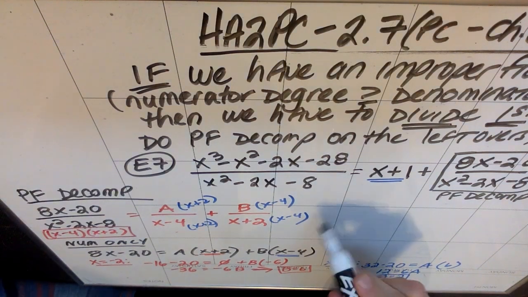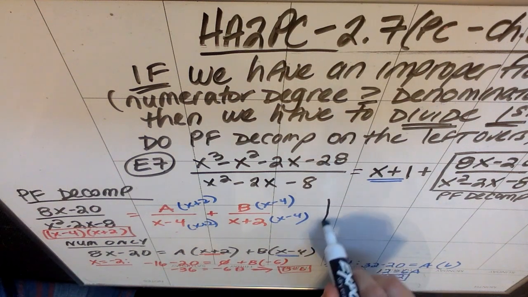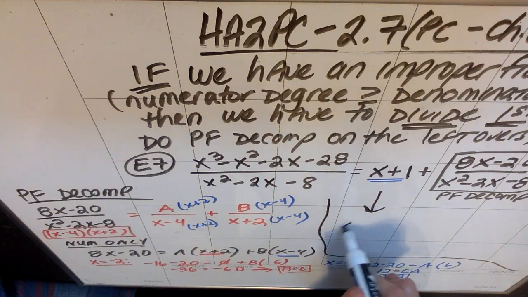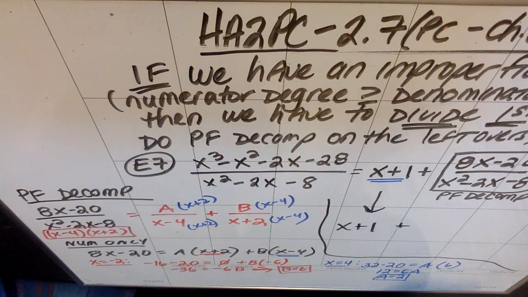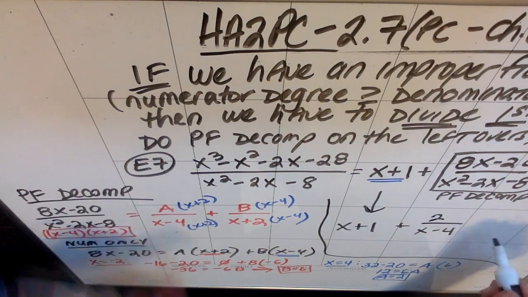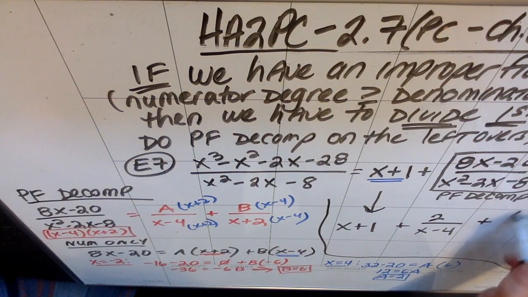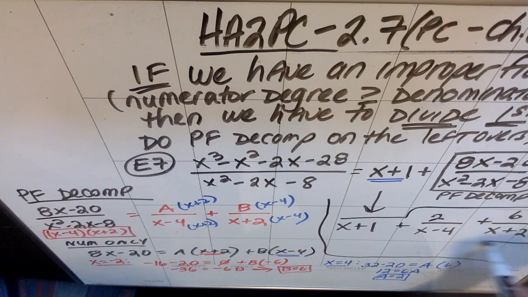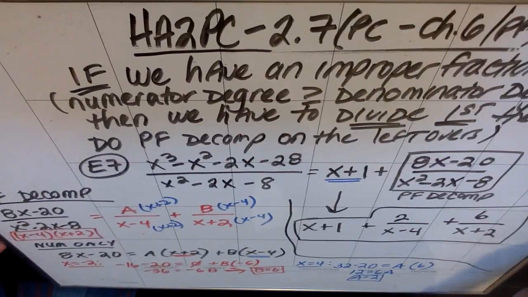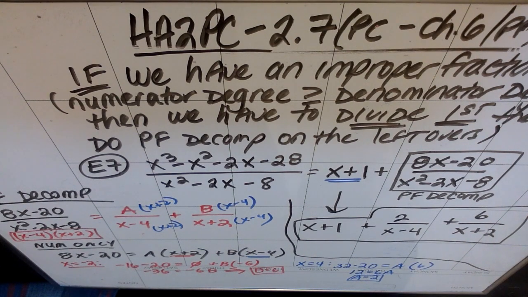So then what's going to happen is I'm going to go back up to this work. And when I go to get my answer, it's important that my answer remembers that, oh hey, I have an x plus 1 plus, and then I'm going to write my partial fraction decomposition, which was the A over the x minus 4, so that's a 2 over an x minus 4, plus the B, which was a 6 over the x plus 2. So this whole thing is my answer. I need the x plus 1, even though it's not actually part of the partial fraction decomposition, because it wasn't part of the fraction when I was decomposing stuff. So there you go.